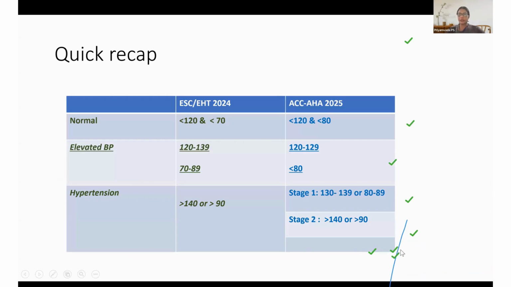I'm seeing a lot of ticks and something on the screen. I don't know what's happening. Okay.